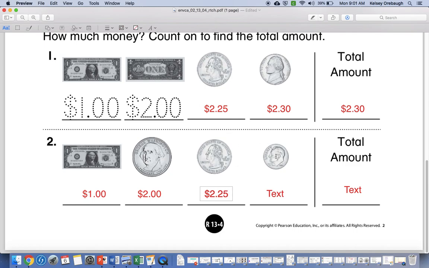And finally, we have our dime. A dime is worth 10 cents. We will start again with our dollar symbol, $2, decimal point to separate dollars and cents. We had 25 cents, we get 10 more. 25 plus 10 is 35. So now we have $2.35. Our total amount is $2.35.